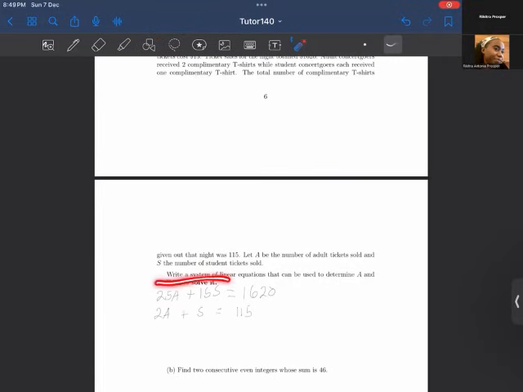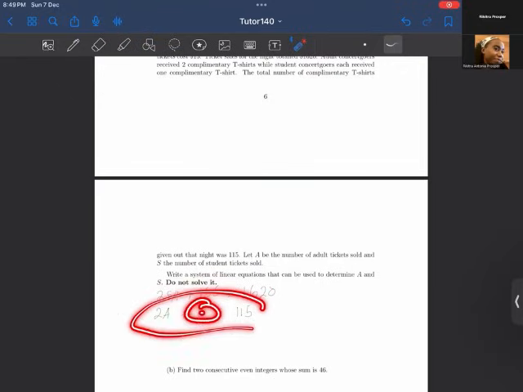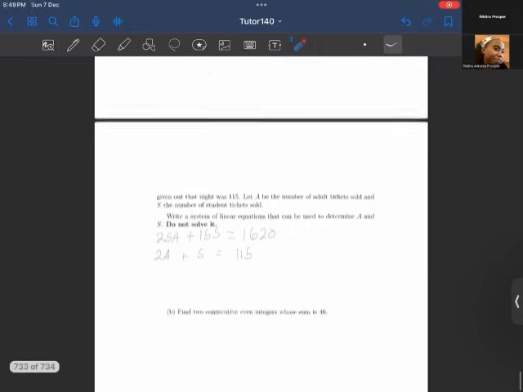They said not to solve it, so you wouldn't solve it. But if you were to solve it, you could use substitution, solve for S and substitute it into this. Or you could use addition, but the easier way would be substitution. Right? So now, next question.